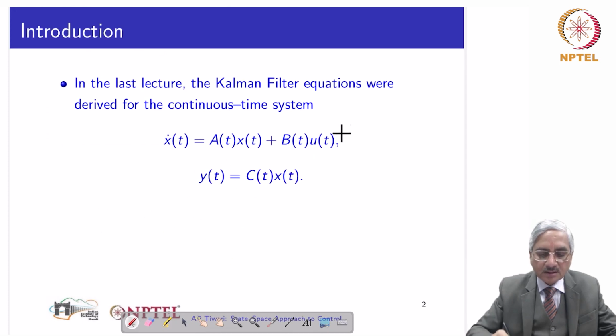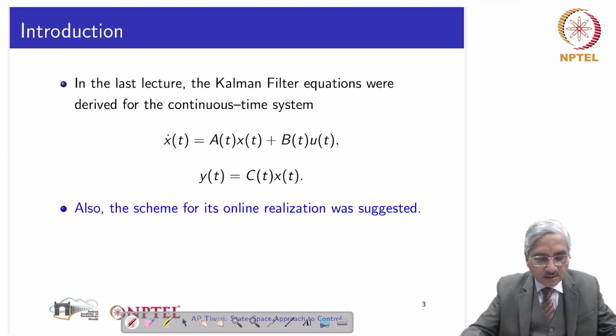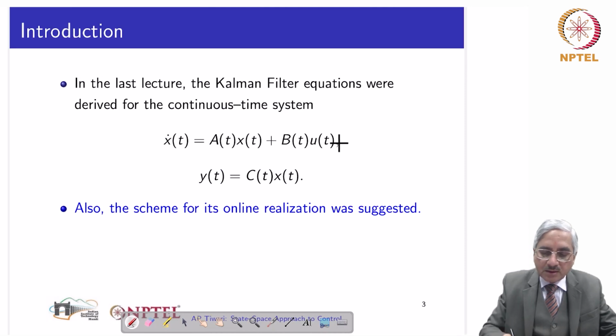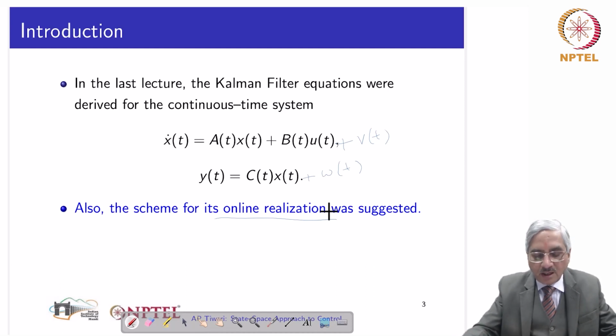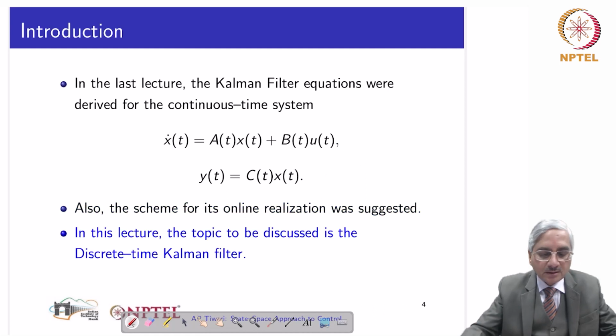This is what we discussed in the preceding lecture. Of course, there was Vt here and there was Wt here, and we saw how Kalman gain can be calculated and how the state estimation can be realized based upon that calculated optimal Kalman gain, which actually optimizes the estimation of states. Now in this lecture we go to the discrete time Kalman filter.